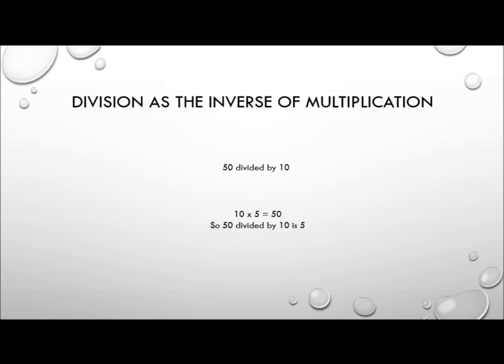It's very similar because with multiplication we can see that as repeated addition. So 10 times 5 is 50, which means 5 plus 5 plus 5 plus 5, 10 times over, is 50, or alternatively 10 plus 10 plus 10 plus 10 plus 10, that's 5 lots of 10s, is 50.